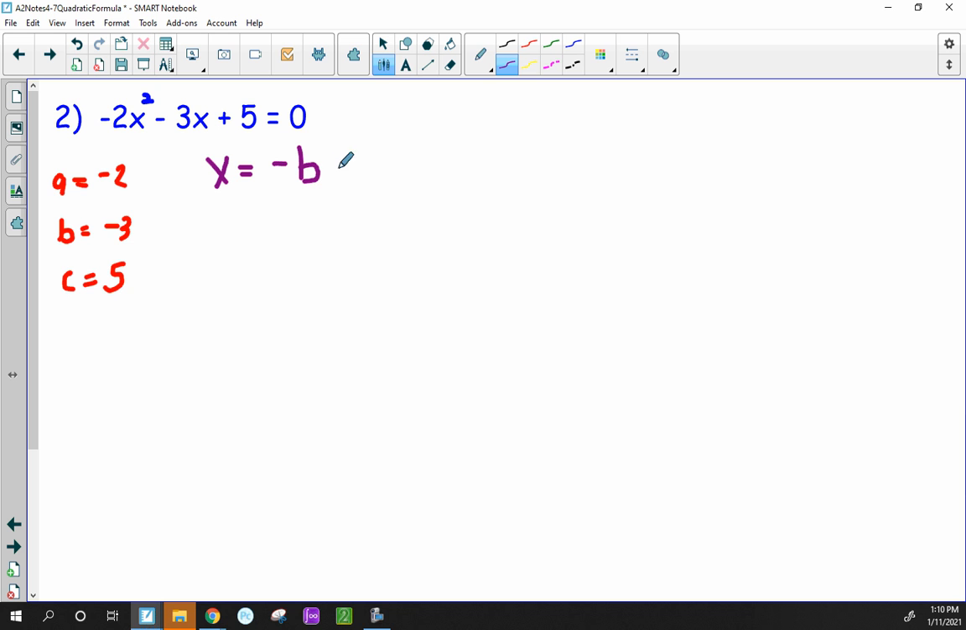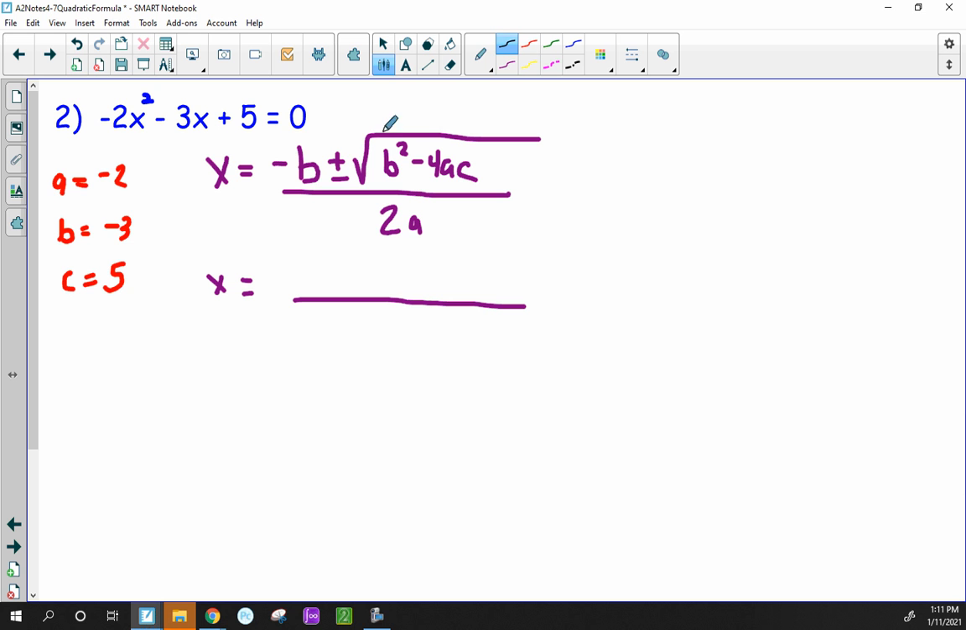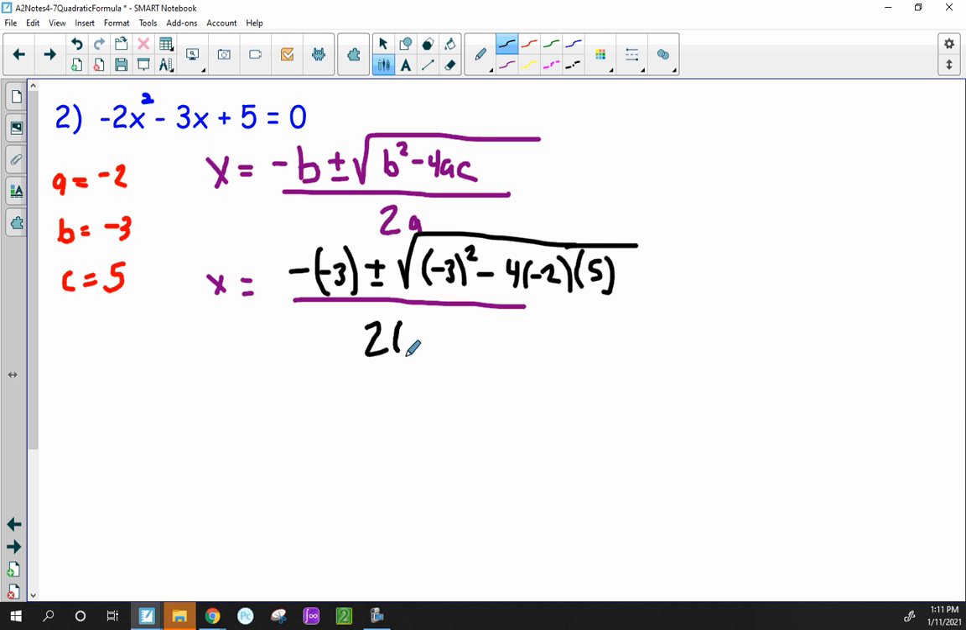Quadratic formula is x equals negative b plus or minus square root of b squared minus 4ac, all divided by 2a. I'm going to drop my negative down. The b is negative 3. Go ahead and change it to positive if you want. B squared, again, needs to go in parentheses, just like this, minus 4, parentheses, the a value is negative 2, the c value is 5 this time, and all divided by 2 times the value of a, and in this problem it's negative 2.